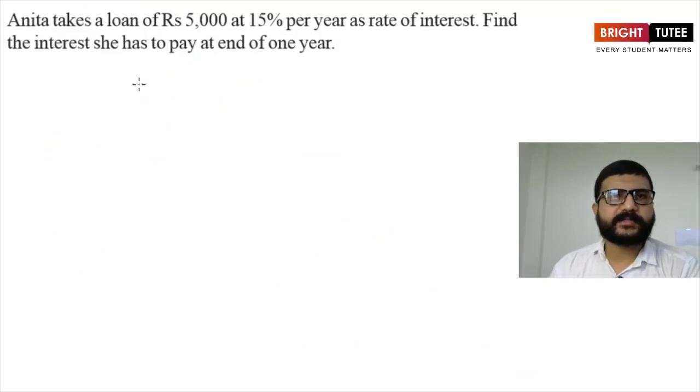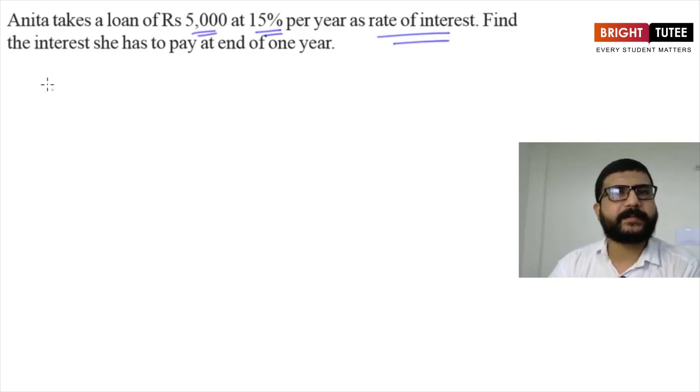Now let's discuss one question. This will make our understanding more clear. So the question here is, Anita takes a loan of rupees 5,000 at 15% per year as a rate of interest. So the rate of interest is given as 15% per annum or 15% per year. Find the interest she has to pay at the end of 1 year. So rate of interest here is 15% per year. So what we have to tell? How much amount she has to pay.